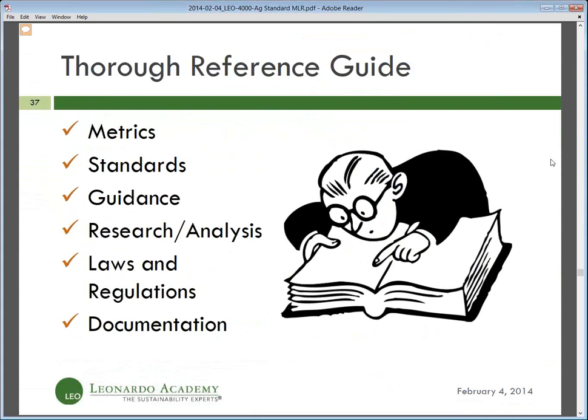The standard will have a thorough reference guide that's currently under development. The reference guide will address metrics, standards, guidance, research/analysis, laws and regulation, and documentation.